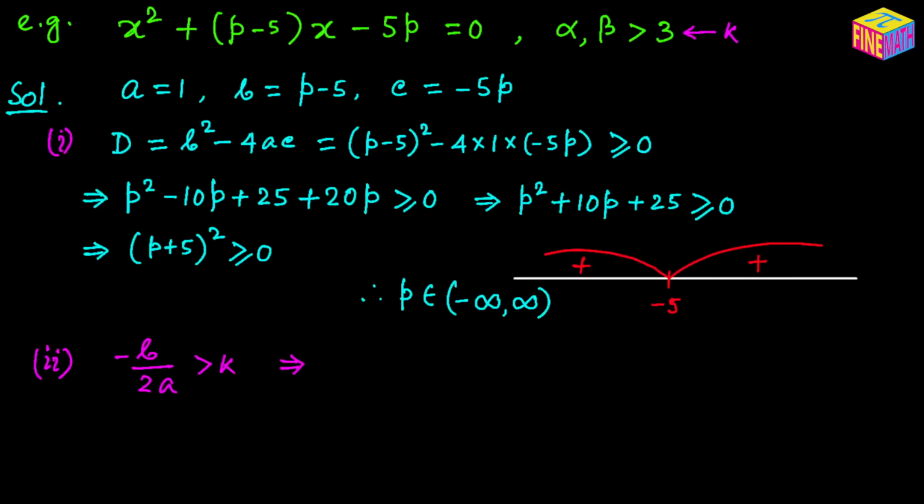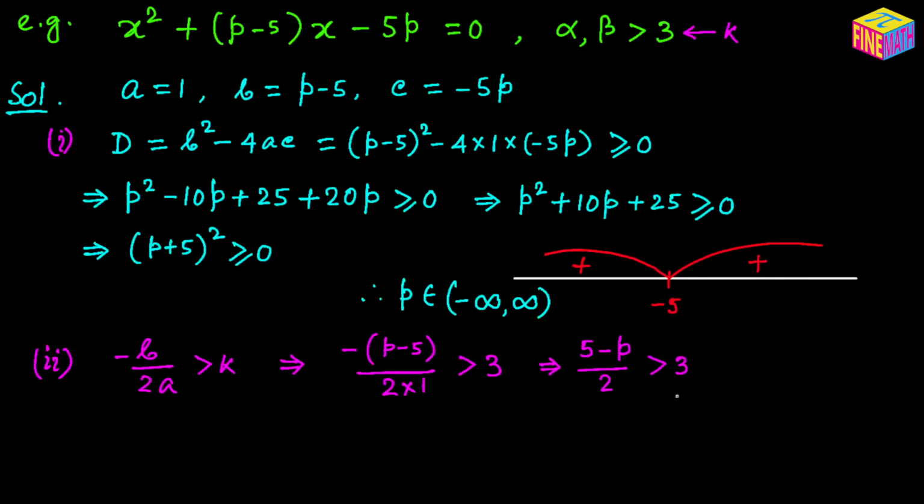So if we substitute the values, what do we get? What is b? b is p minus 5. So that is negative of (p minus 5) over 2 times a, where a is 1, and that is greater than k, and k is 3. So that is our condition there. Now let's simplify a little bit and see what we get. We get negative p and positive 5, so that would be (5 minus p) whole divided by 2, and it will be greater than 3.